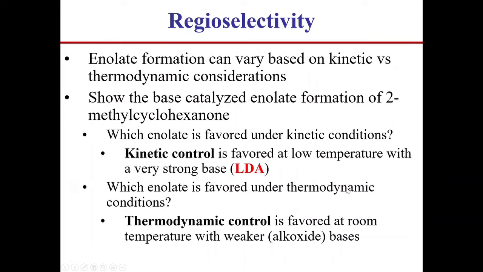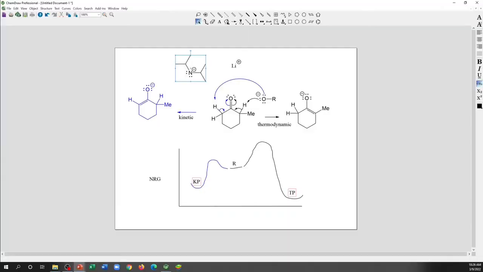Which enolate is favored under thermodynamic conditions? That's the enolate that pulls the hydrogen from the harder to get to side, which produces a higher activation energy, but results in a more stable overall alkene.